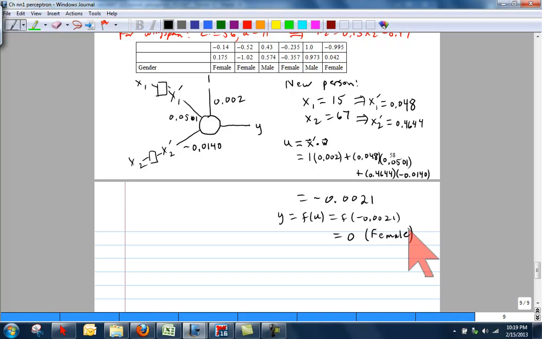Now notice that U was very close to 0. That means that this was a very close decision, that this person's physical measurements that we took are almost right on the decision boundary. But if this is going to be something that makes a decision, then the call came down that this person is female.